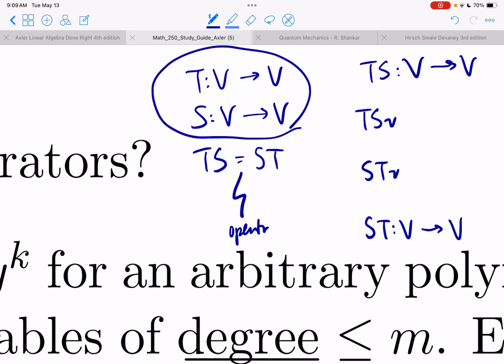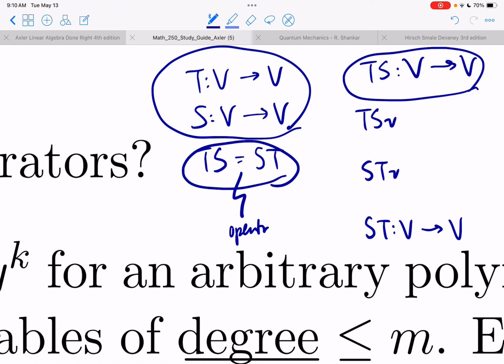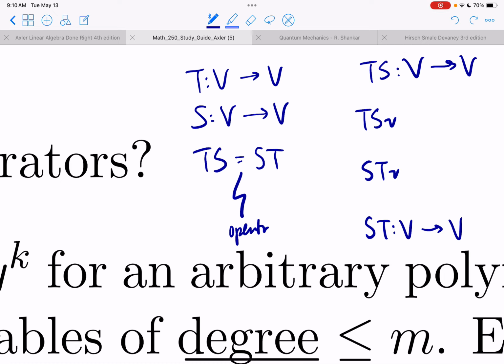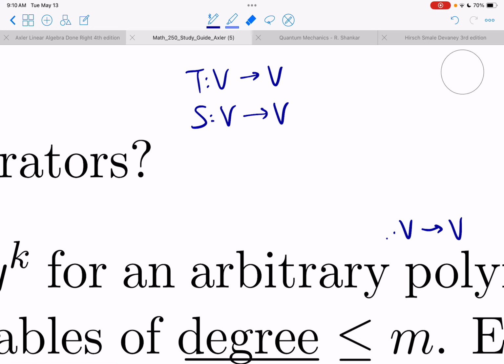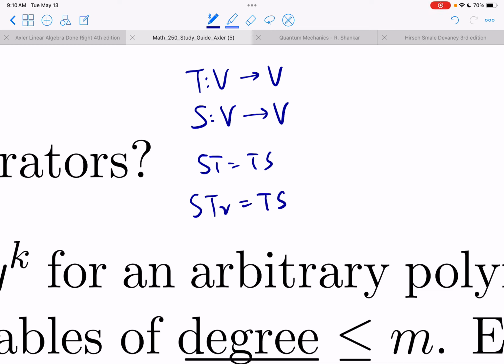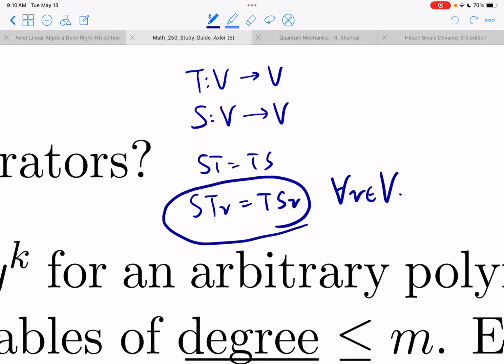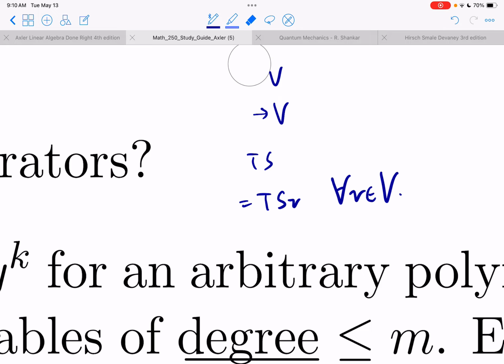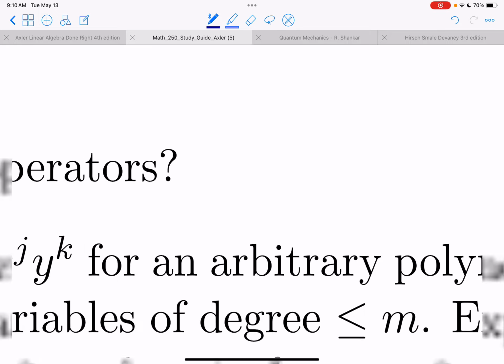So once you have two operators, you can compose them, do one after the other, and that gives you more operators, and then you're saying that these two ways that maybe look different would be the same. Oh, they won't be the same for most operators. So in other words, T and S commute if ST equals TS. In other words, STv equals TSv for all vectors. These two operators have to do the same thing to every vector. Okay, so that's what it means.